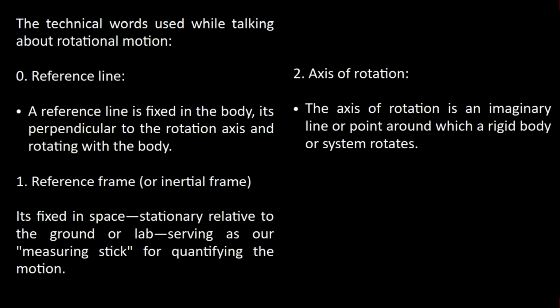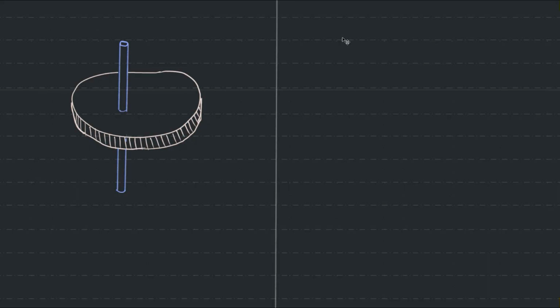There are a few technical words that we need to relate with rotational motion. It starts with reference line, reference frame, axis of rotation. So the reference line has to do with, say, a line. As and when the object rotates, it also rotates. So that's your reference line.